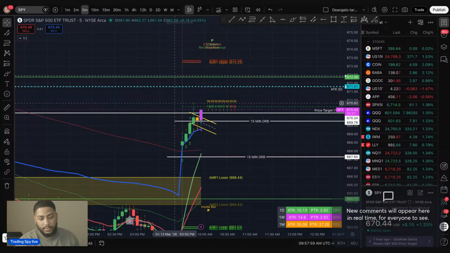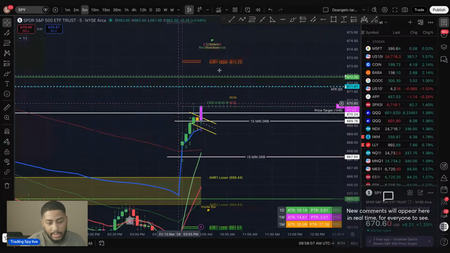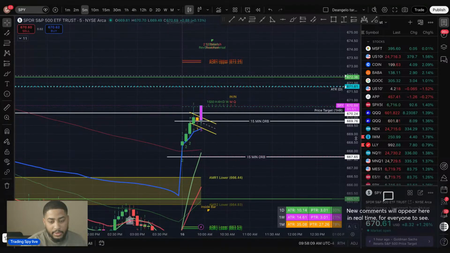Man, still got 2 minutes left in this candle. Yep, it's pushing. So that ATR target, that's as high as it can go today. And then we got that ADR right above it.